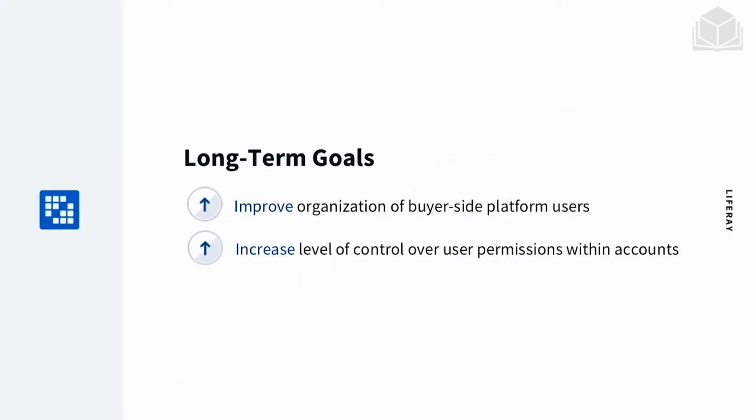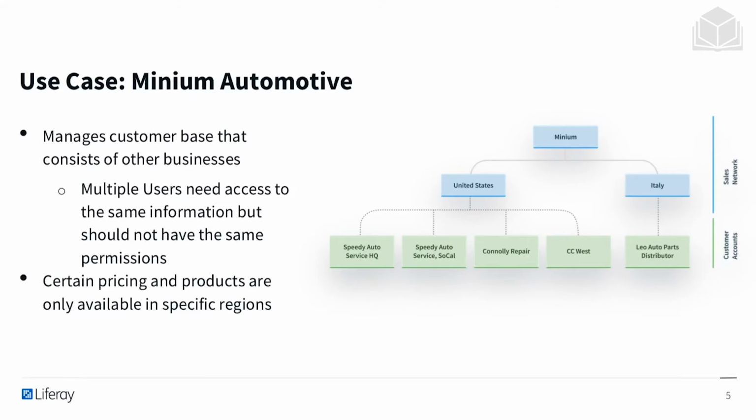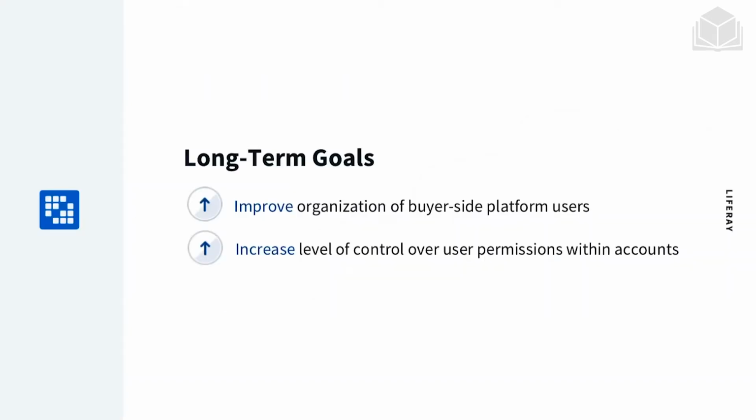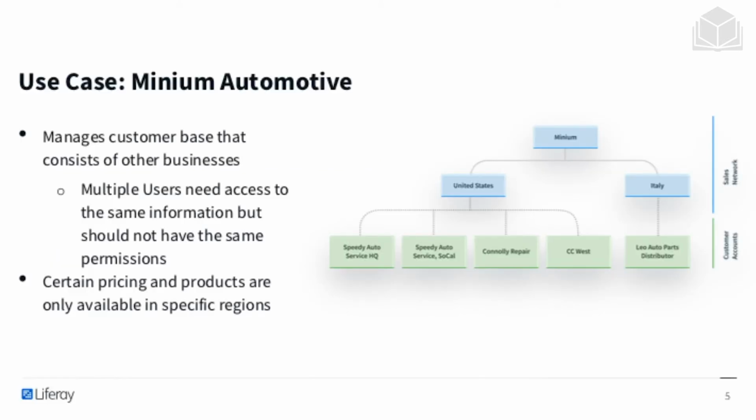So from an accounts perspective, Minium Automotive has a couple of long-term goals. Firstly, it wants to improve the organization of the buyer-side platform for users. So this means the blue section on top of this diagram here, it wants to organize that well, and it wants that to replicate what's happening in reality in the commerce platform. Also, it wants to increase the level of control over user permissions from within accounts. So that's the green section here at the bottom. It wants to exercise as much control as possible over what its buyers and accounts can see.